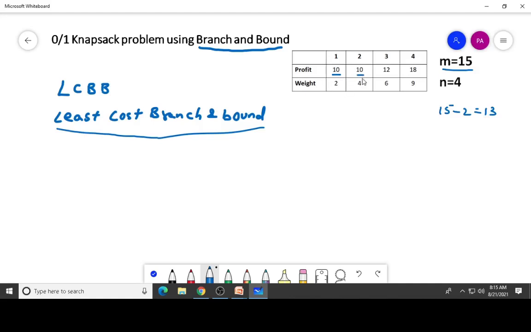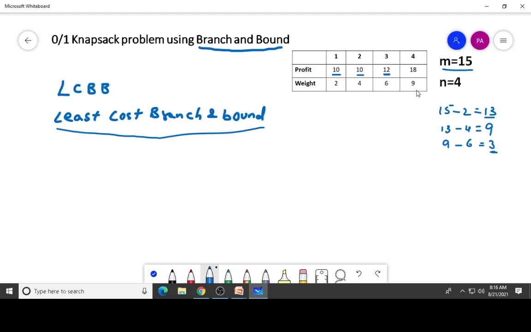Then if I take item 2, the total cost of 4, then from this 13, we minus 4, it is 9. If I add the third item 6, 9 minus 6 is 3. Yes, I can also add item 3, but when we go to item 4, we cannot add here, because the remaining weight of the bag is 3, but here the weight is 9, and we cannot take the fraction in the upper bound.